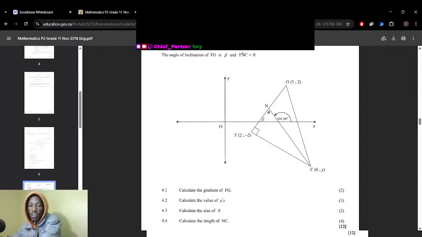So let's go on and calculate the gradient of FG. Which of the two ways that we know should we use to calculate the gradient? Is it the one that has to do with the angle, or the one that has to do with 2 points? Yes, you're correct. The one that has to do with 2 points, because we are given 2 points on the line FG, which are point F and point G. So let's proceed and calculate the gradient.